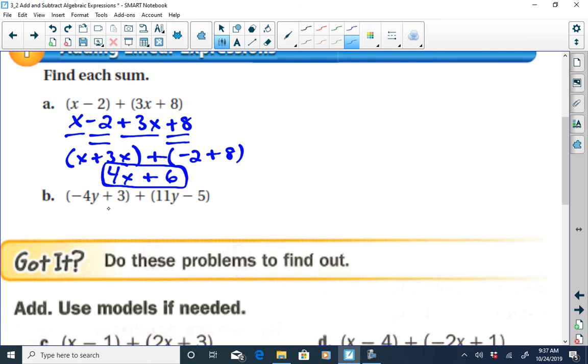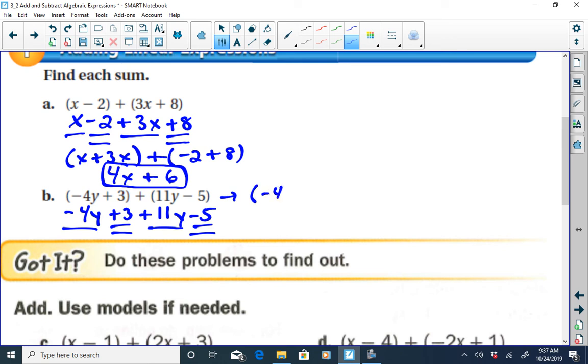First step, there's no distributive property, so I remove the parentheses. So we have negative 4y plus 3 plus 11y minus 5. Step number 2, identify your like terms. I have my y terms, and then I have my constants. Next, we want to put our like terms together using parentheses.